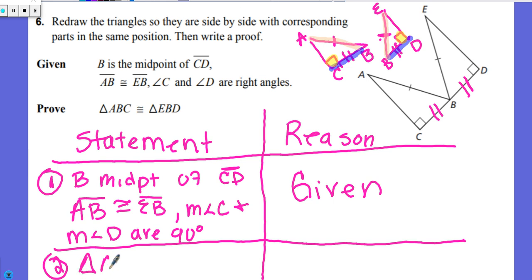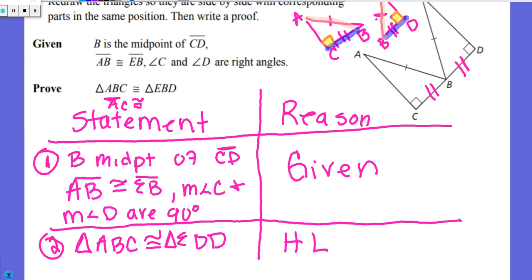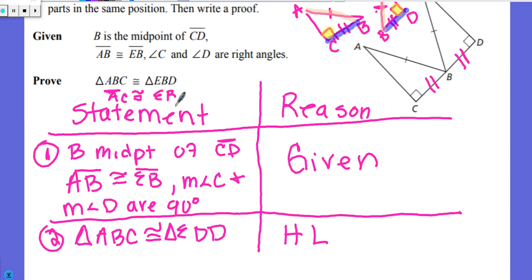So I'm going to say triangle ABC is congruent to triangle EBD by hypotenuse leg. And we're done with that proof. But I'm going to extend something here. I want to go ahead and say prove that AC is congruent to, what's that side over there? EB. No, that's ED.